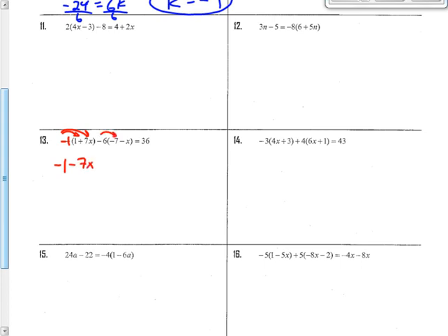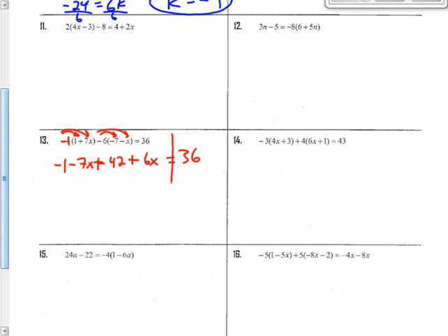Then I've got another set of distributive property here. -6 times -7. 6 times 7 is 42. Negative times a negative makes this a positive. -6 times -x. Negative times a negative makes it a positive. 6 times x is 6x equals 36.